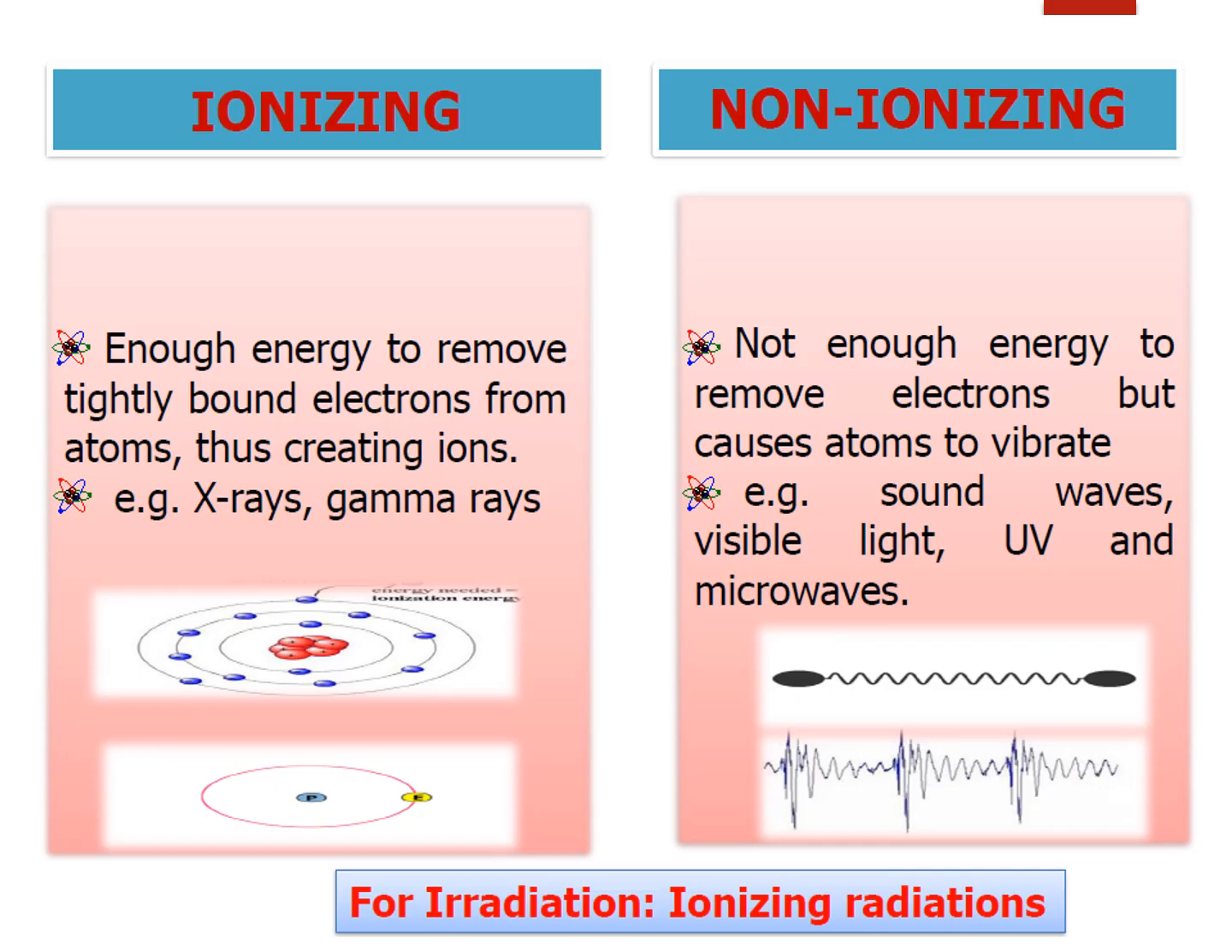Next, let me see what is ionizing and non-ionizing radiation. Ionizing radiation has enough energy to remove tightly bound electrons from atoms, thus creating ions. Examples: X-rays and gamma rays. Non-ionizing radiations do not have enough energy to remove electrons but cause atoms to vibrate. Examples: sound waves, visible light, UV and microwaves.